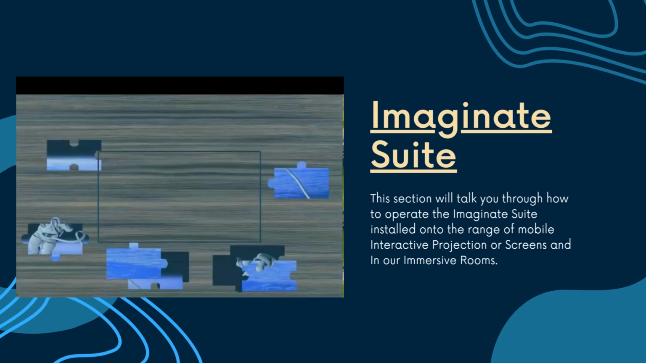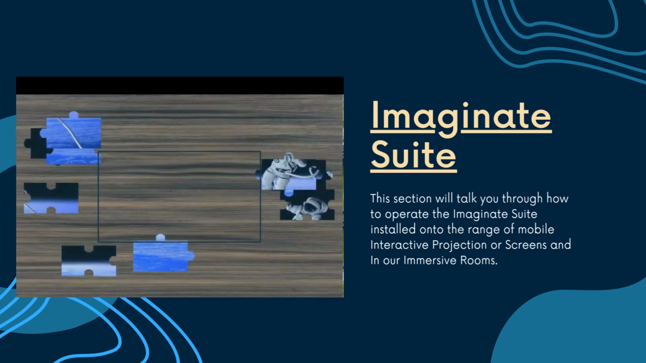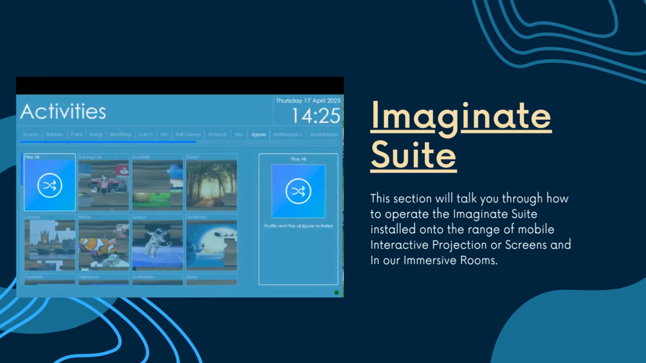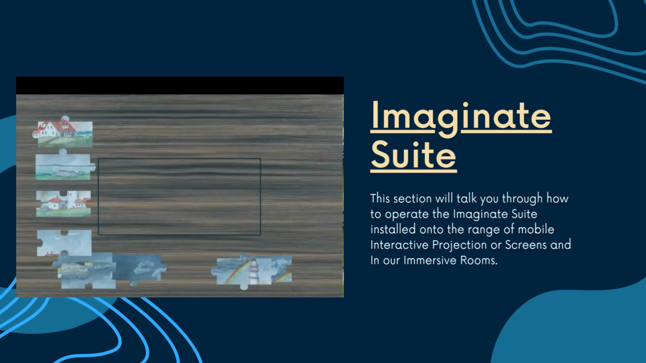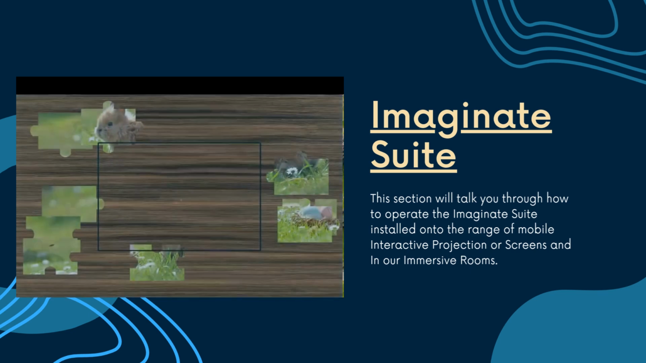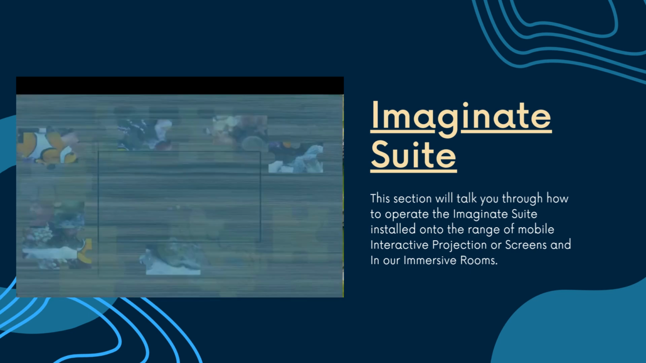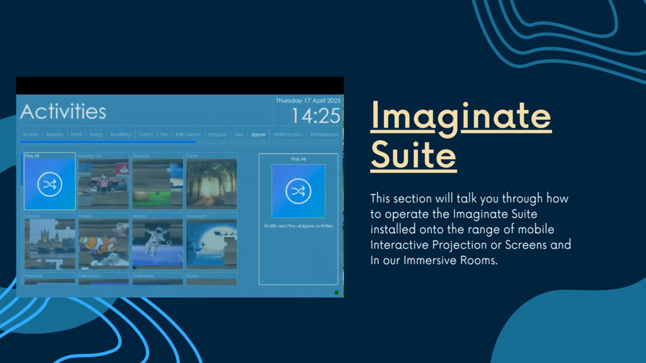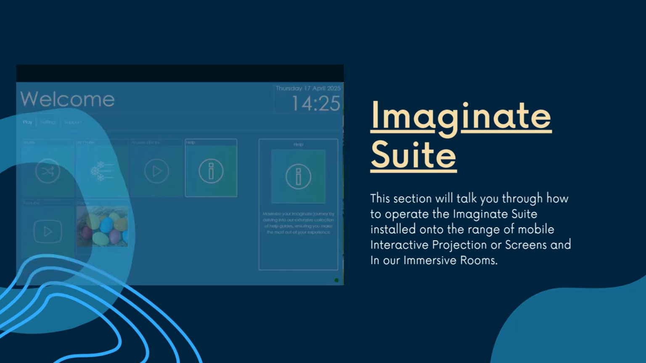You can choose to play a single activity. It will keep looping until you exit, no matter if you press left or right or complete it. Or, you can select Play All, which will cycle through all the activities in that category, for example, all the jigsaws, using the left and right buttons on your black remote.